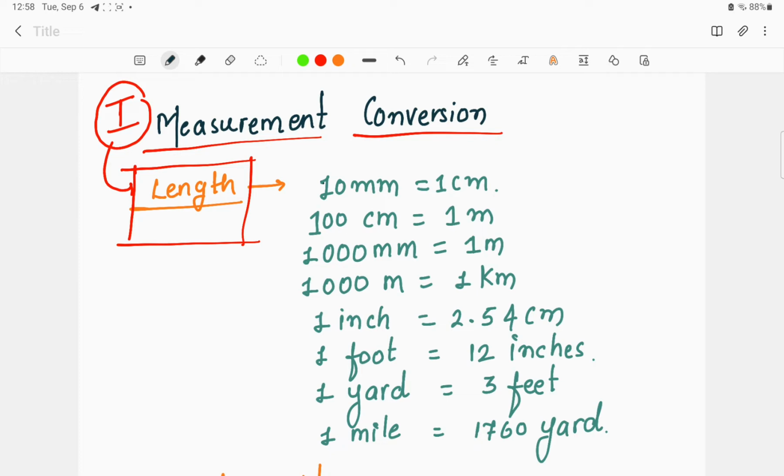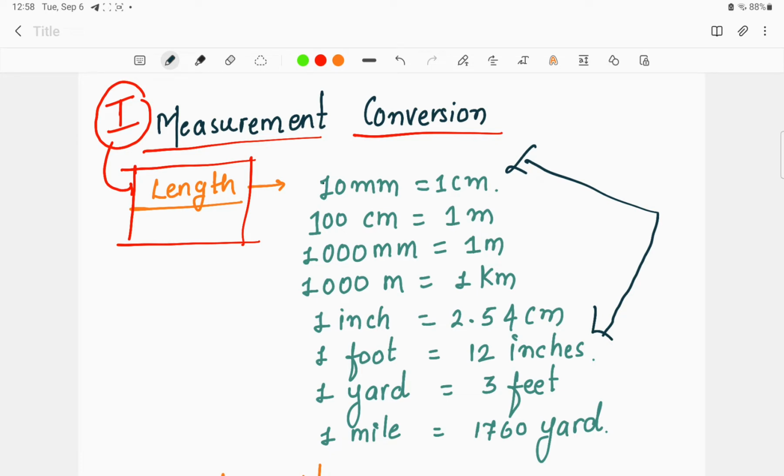In 1 inch there are 2.54 centimeters, right? In 1 foot there are 12 inches. In 1 yard there are 3 feet. In 1 mile there are 1760 yards. From all these measurement conversions of length, the most important are the ones I have noted over here: 10 millimeter to 1 centimeter and 1 foot to 12 inches. This is something that you have to compulsorily keep in mind.